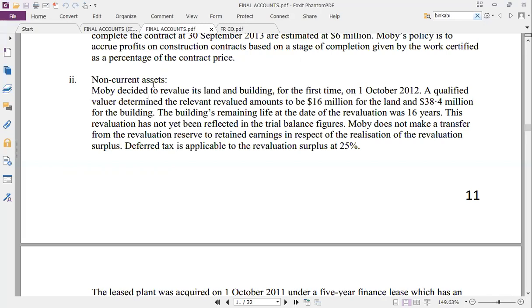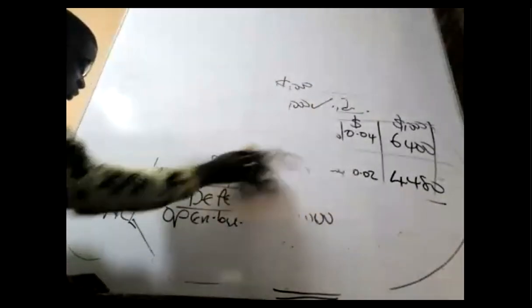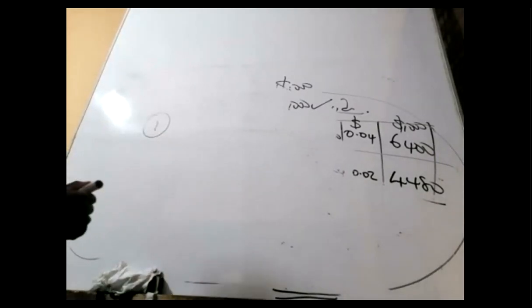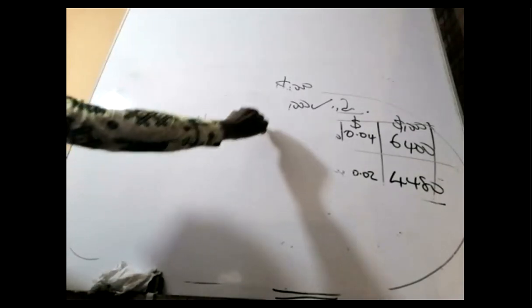Now, when you go to revaluation, anywhere there is revaluation, let me give you a shortcut and steps to deal with it. Anytime there's revaluation in the question, just ask yourself, when was the valuation performed? Is it at the start or at the end? First, determine when exactly the valuation took place, at the start or at the end.